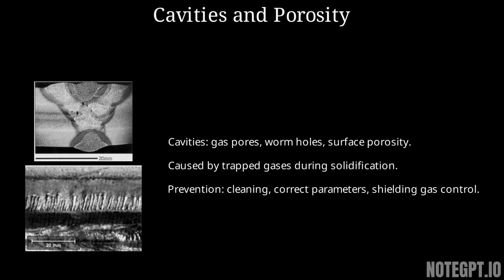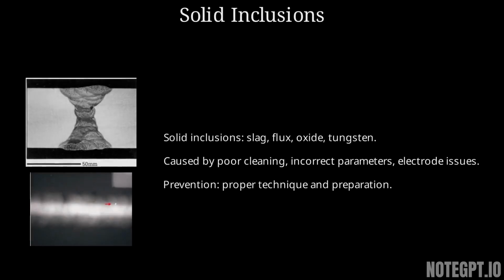Cavities such as gas pores, wormholes, and surface porosity are caused by trapped gases during solidification. Proper cleaning, correct parameters, and shielding gas control help prevent these imperfections. Solid inclusions such as slag, flux, oxide, and tungsten can be trapped in the weld metal. Causes include poor cleaning, incorrect parameters, and electrode issues. Prevention involves proper technique and preparation.